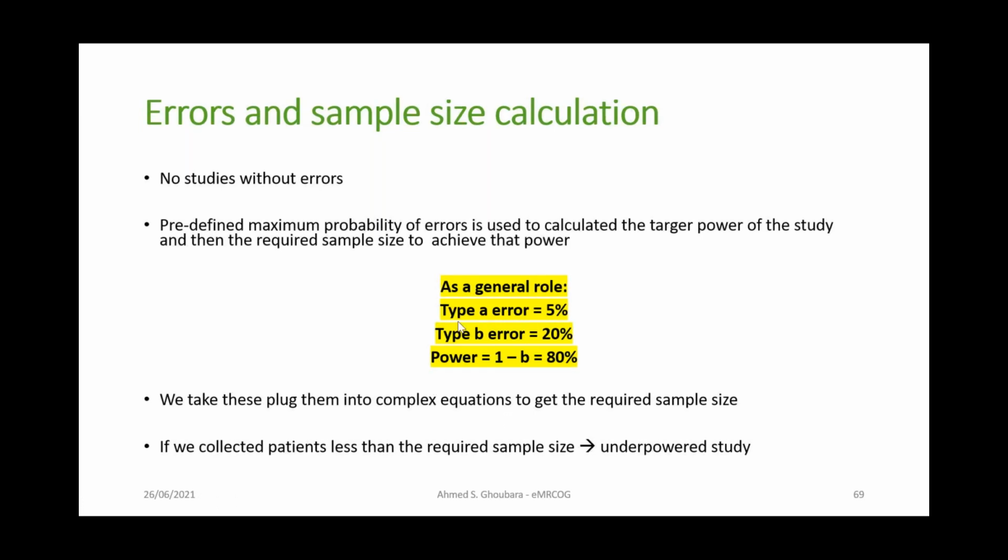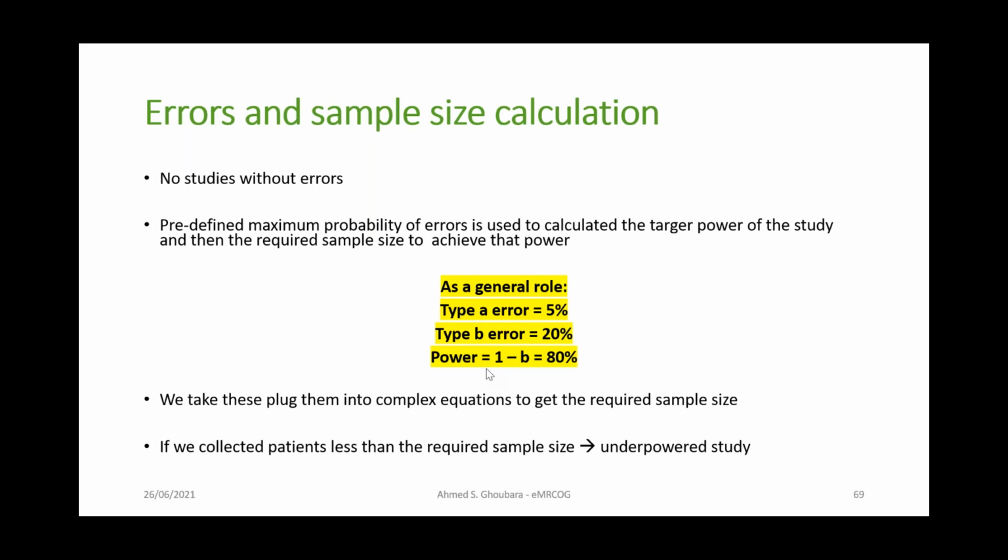So those are the numbers that you need to know. Type A, 5%, type B, 20%, the power of the study 1 minus B, which is 80%. So now you know how to calculate the power of the study and how to calculate the sample size. Every study design has a unique equation, tailored for the design, to calculate the sample size. You don't need to know anything about it. You just need to know that we take those numbers and plug them into the equations to get the sample size.